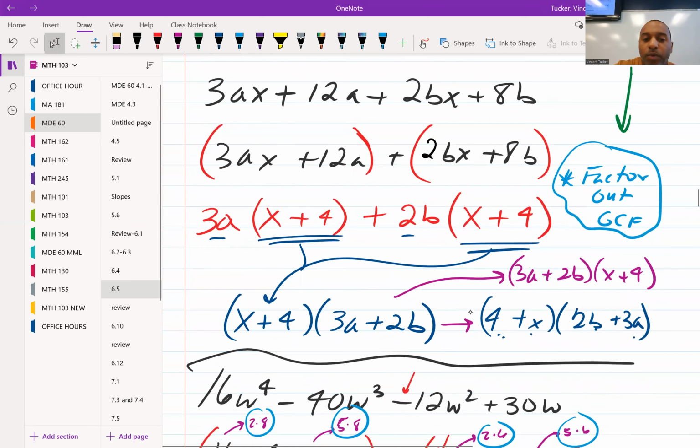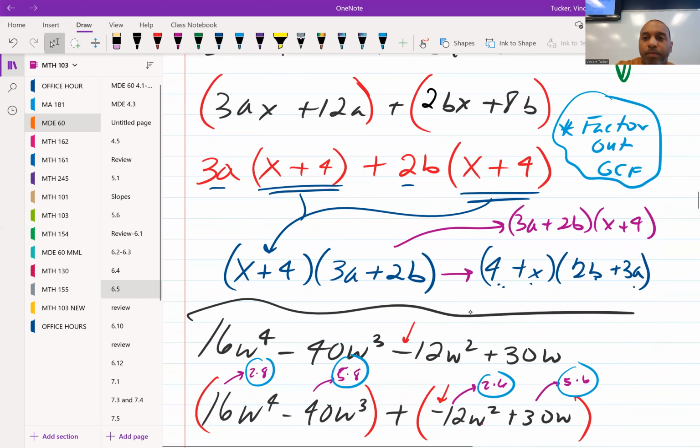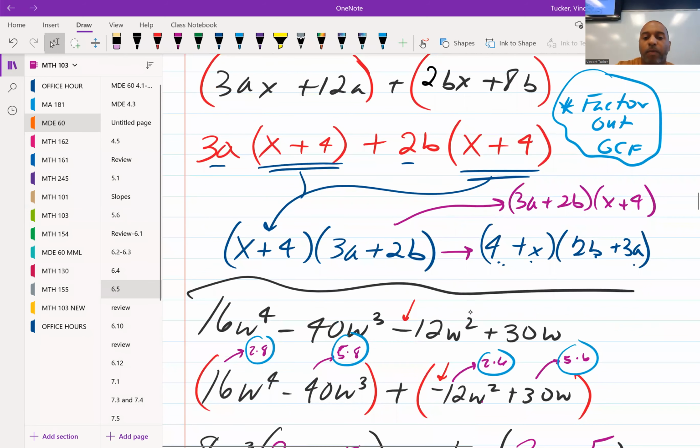Questions? Or we do another one. Next one, 16w to the fourth minus 40w to the third, or cubed. Then we have minus 12w squared plus 30w.